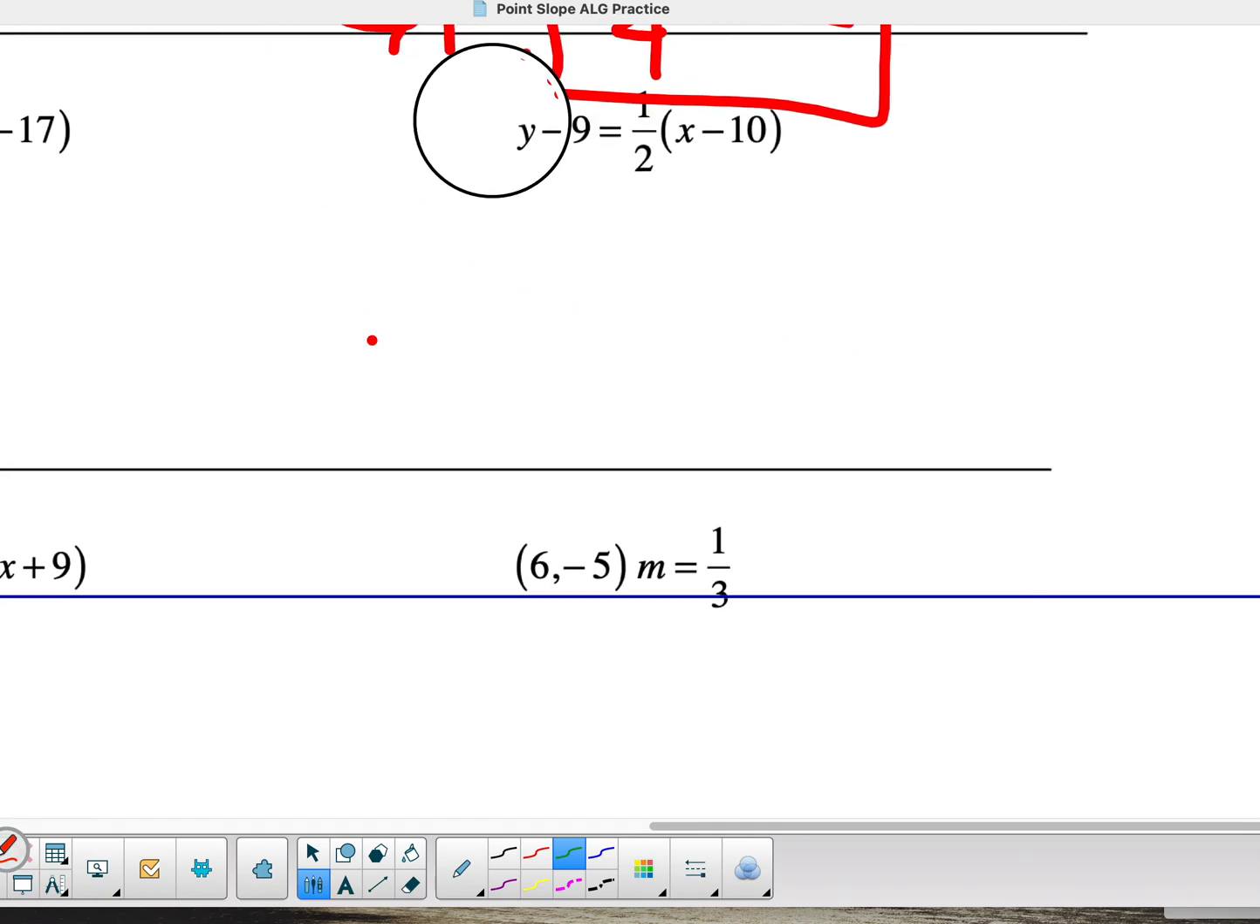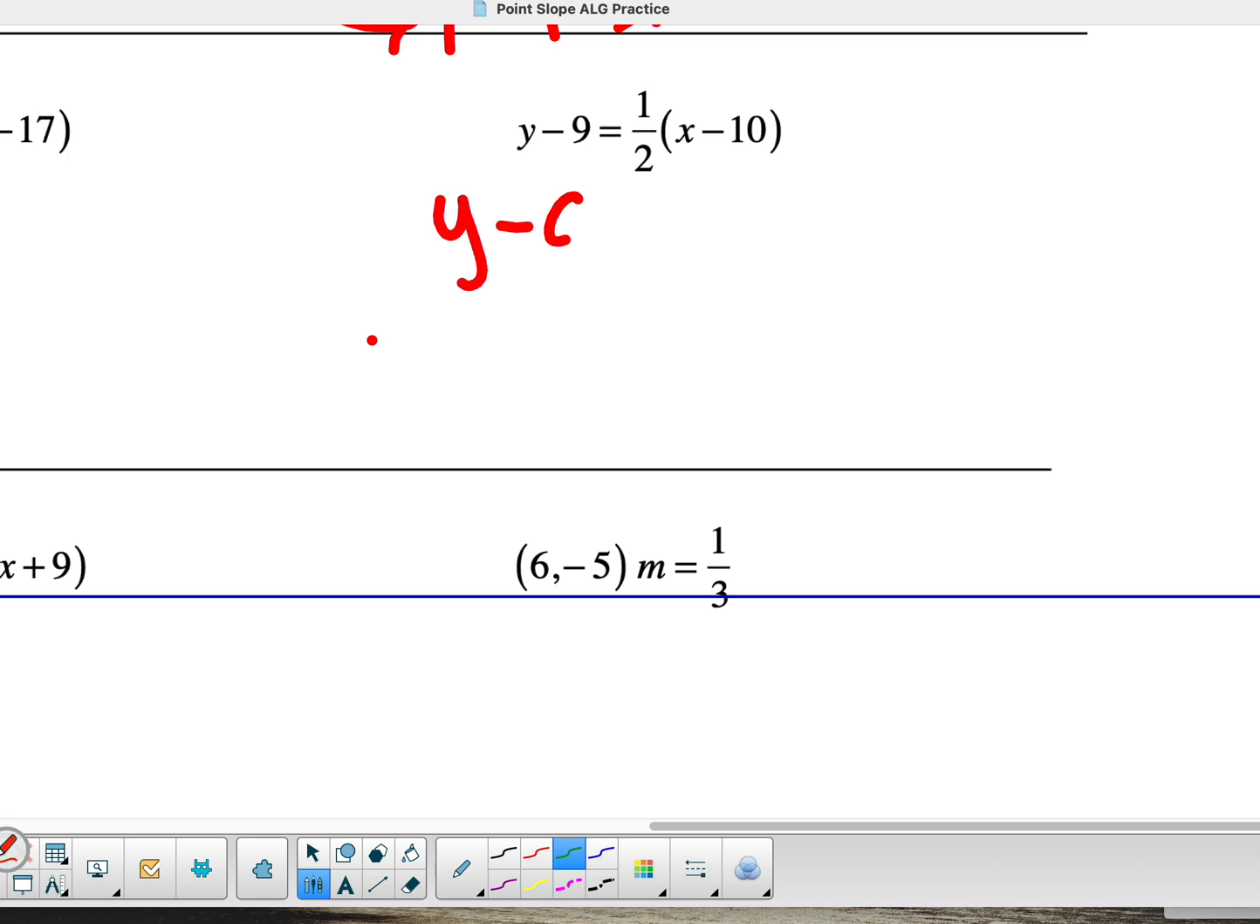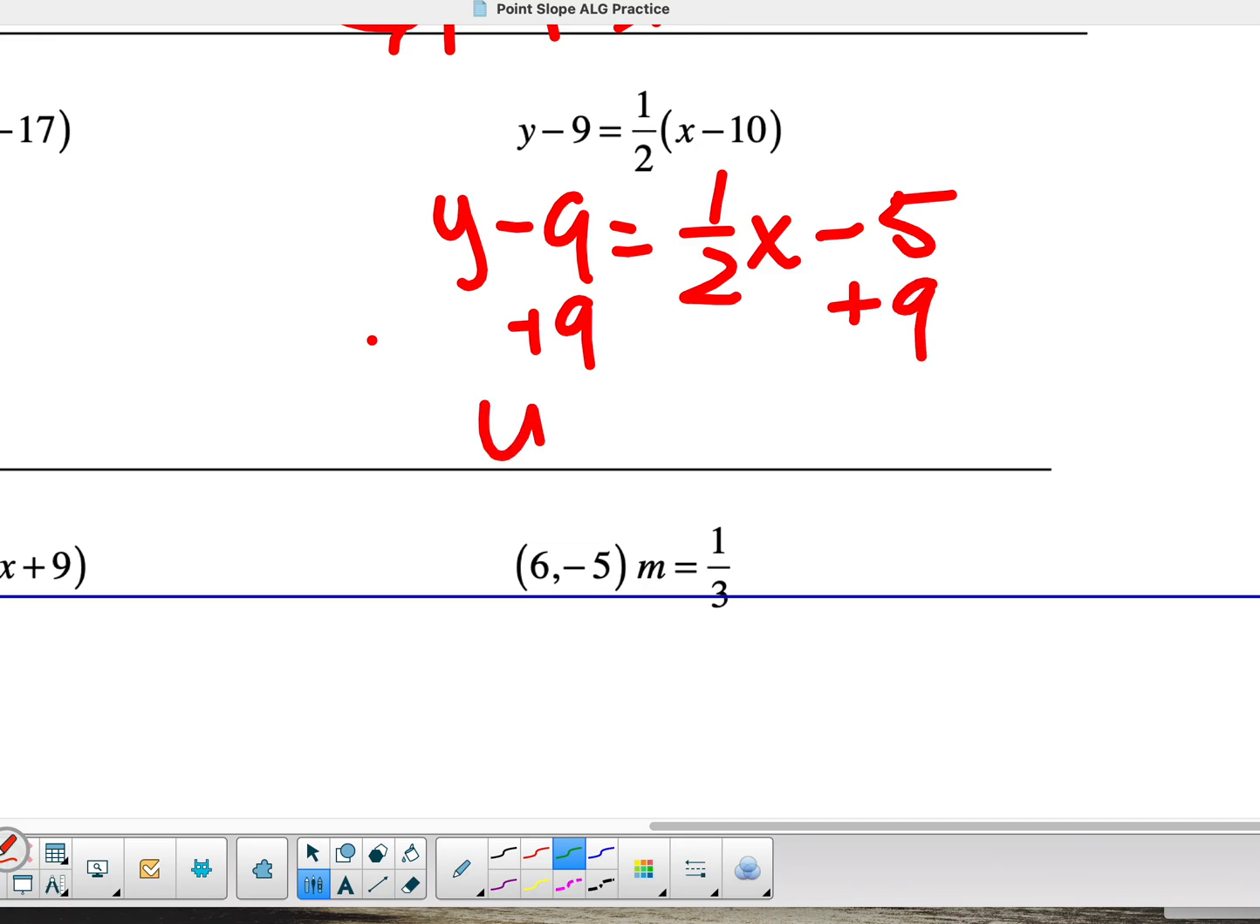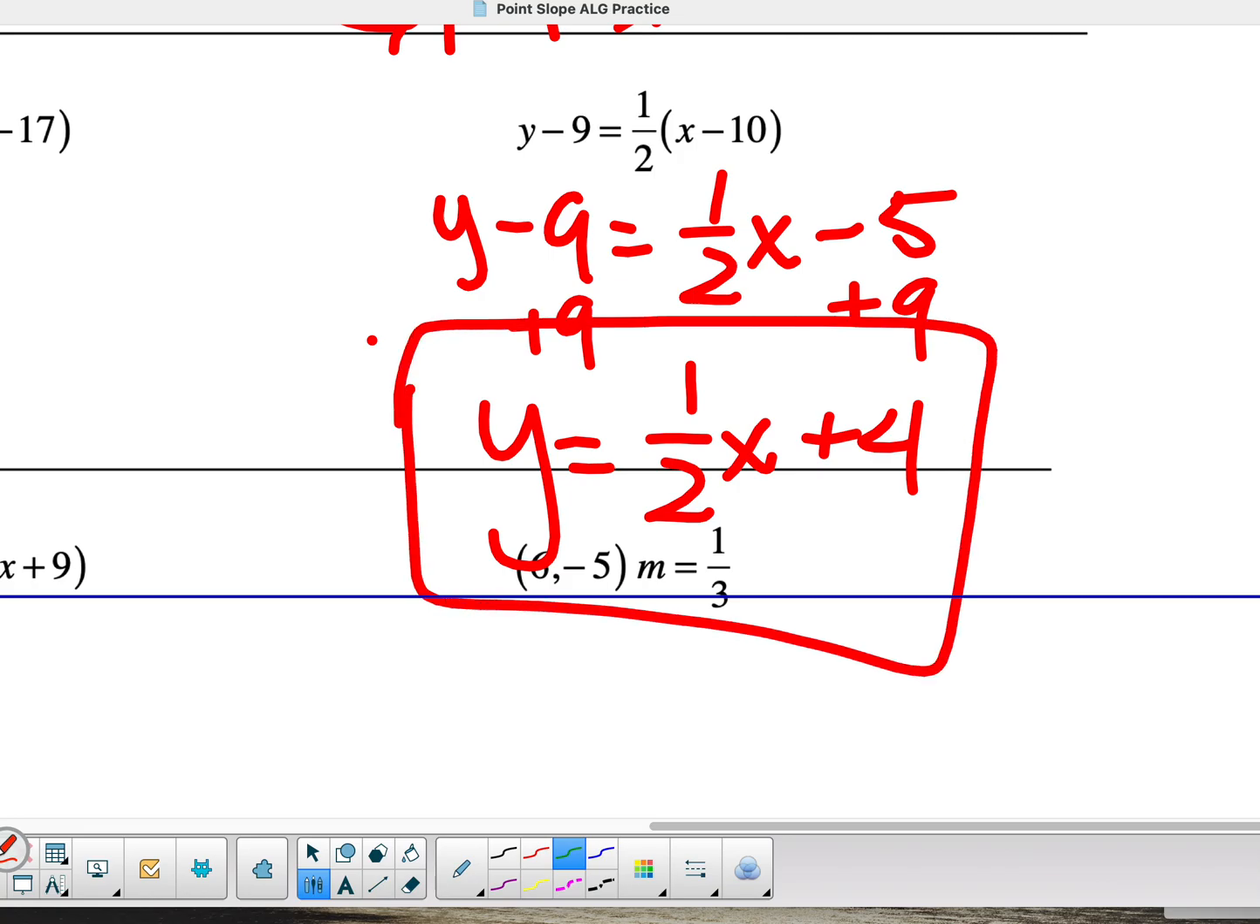So the next example, I would just distribute 1/2. And 1/2 times negative 10 is negative 5. I would add 9 to both sides. And my final answer, y equals 1/2 x plus 4. That's my final answer, my final result. Notice that b emerges, b is 4, and the slope is 1/2. Let's do the next example.